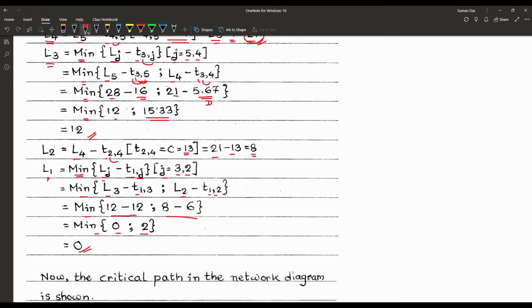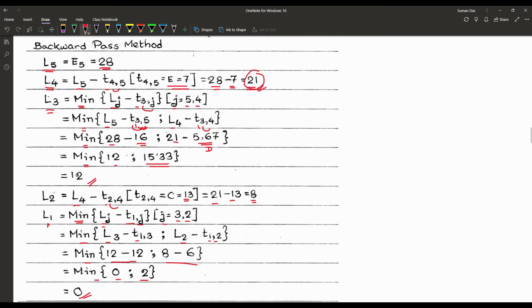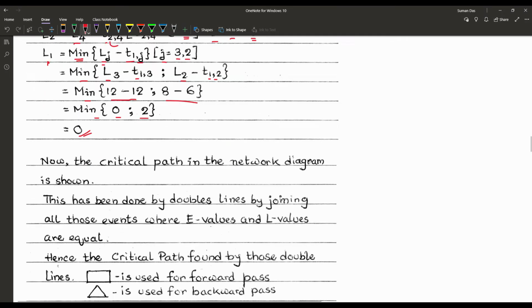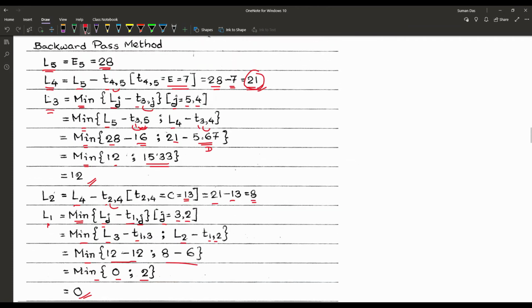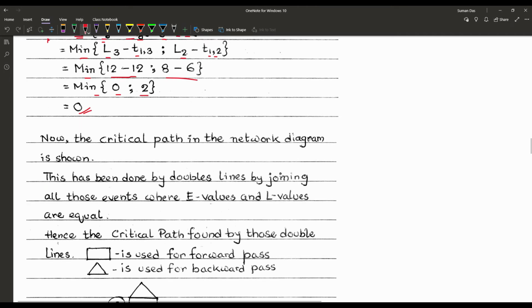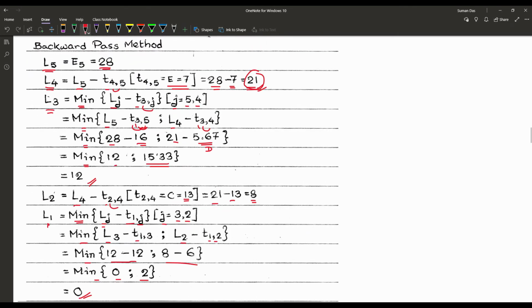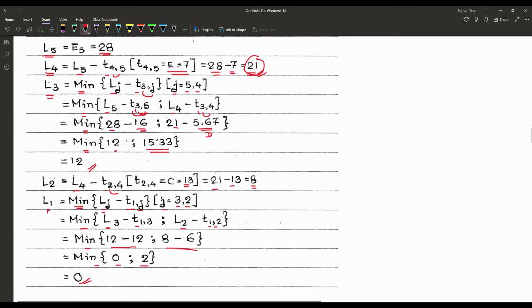Just we are writing the values once again. L5, L4, L3, L2, L1 are 28, 21, 12, 8, 0.